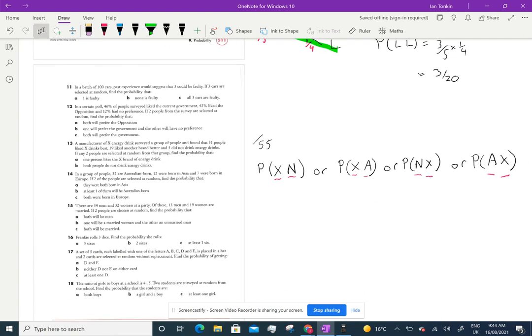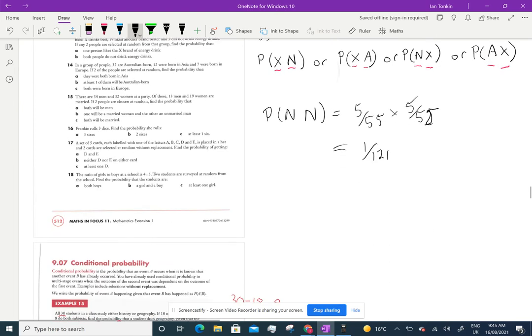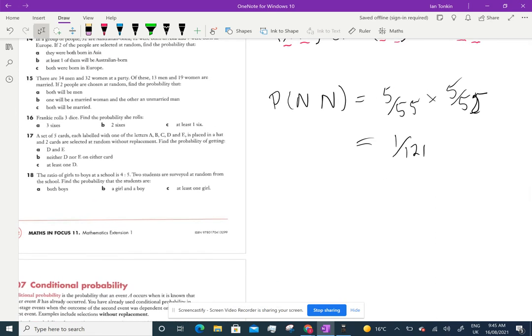The next question, both people do not drink energy drinks. Again, I reckon they're wrong. 5 on 55. I reckon that should be 4 on 54. They're going 5 on 55 because they're saying it's not a closed group. So this is the probability of this happening, which is 1 on 121. So I want to go to question 16, which is rolling 3 dice.